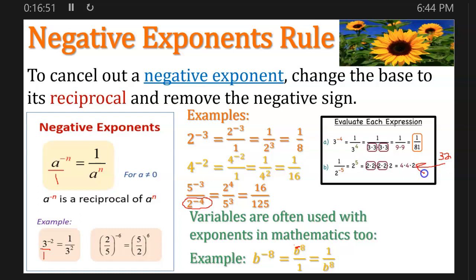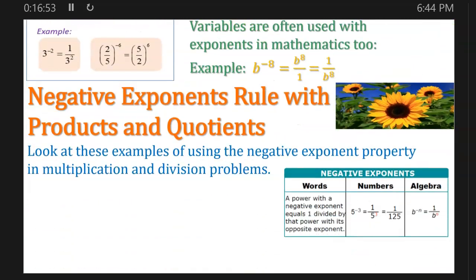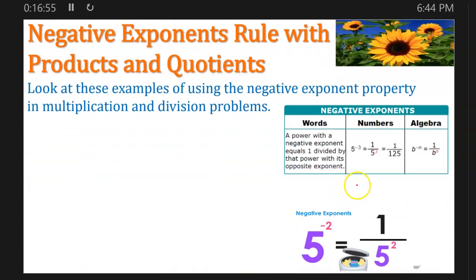Alrighty, now let's go to negative exponents rule with products and quotients, okay? Look at these examples of using the negative exponent property in multiplication and division problems. So let's look at these words. A power with a negative exponent equals 1 divided by that power with its opposite exponent, or the positive exponent.